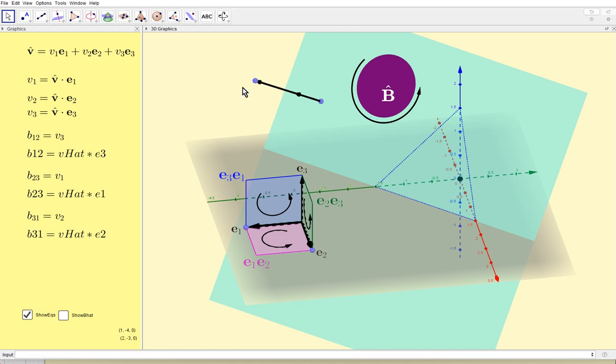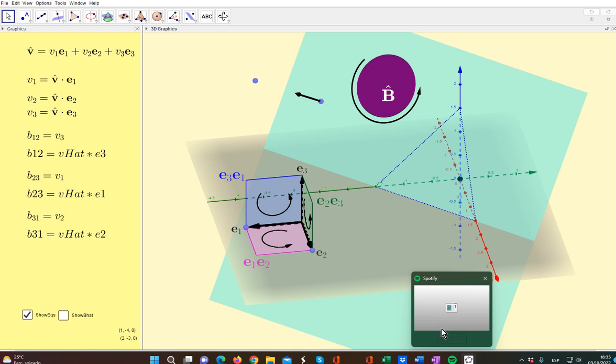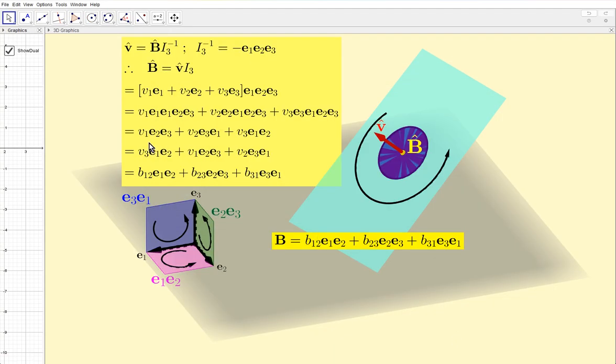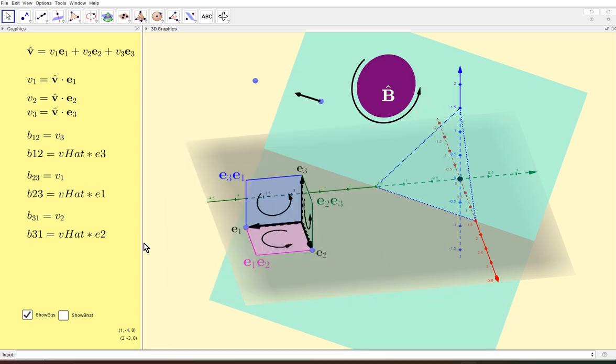Now to clarify things a little bit, I'm going to hide that vector, and so this is our unit vector that we've constructed. Now, again, from what we saw just a moment ago, we have this correspondence. V3 is B12, V1 is B23, V2 is B31. Now we can find V1, V2, and V3 according to our reference system by using the dot products. So V1 is v hat dot E1, and you can read the rest here.